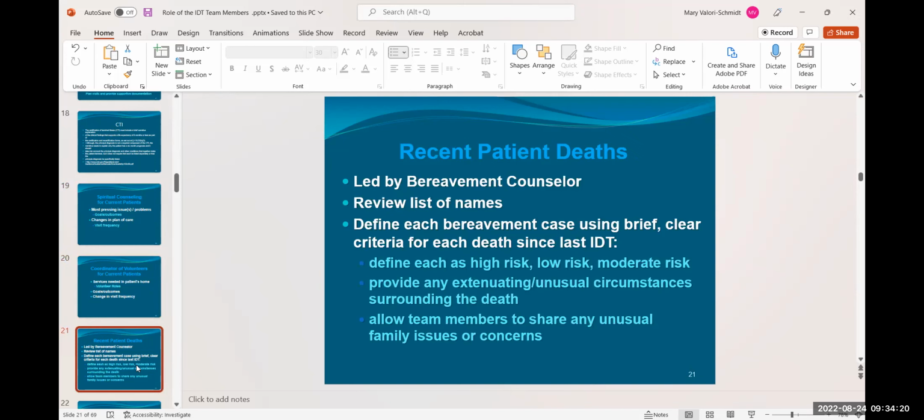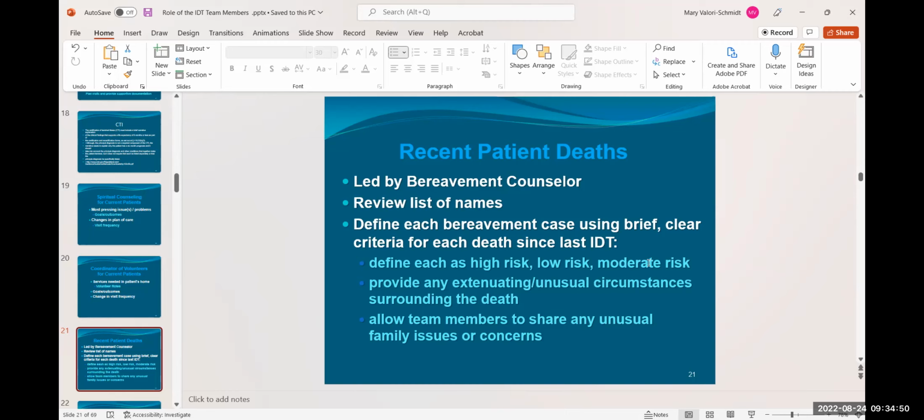And then when we talk about the patient deaths, typically the bereavement counselor leads that. Right now, we're not doing it that way. That's the goal. Now that we've got 2 teams, we're going to try to get this working like a finely oiled machine. But the list of the names of who passed, and then the criteria: are they high risk, low risk, or moderate risk, right? Any extenuating or unusual circumstance. If there's anything funky that you want to share about that death, it's okay to do that.